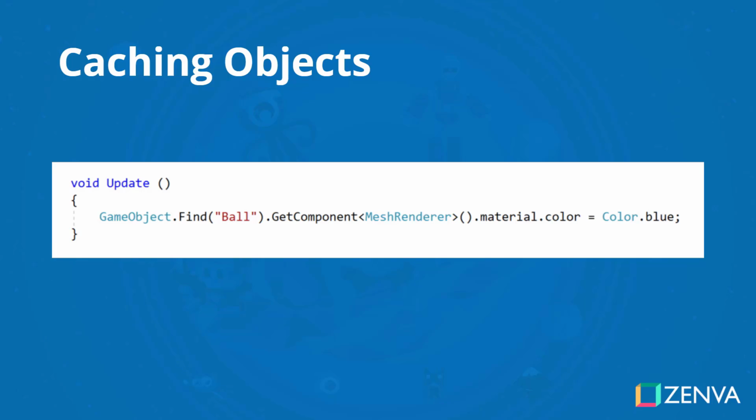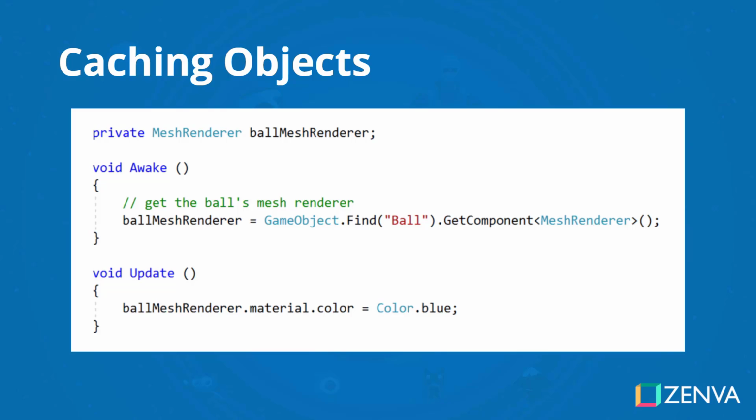In fact, this line of code is very inefficient for a number of reasons. First of all, GameObject.Find is a very expensive function to call. This basically searches through the entire scene for an object called ball, and then GetComponent is also an expensive function to call as well. And doing this every single frame will definitely impact performance if we do this quite a lot. So how do we fix it?